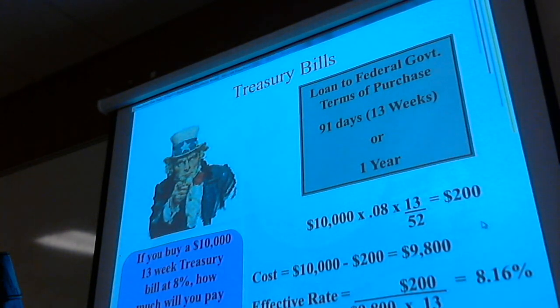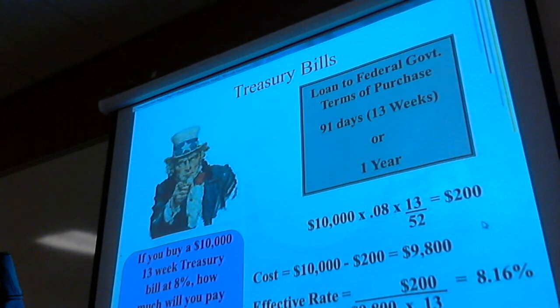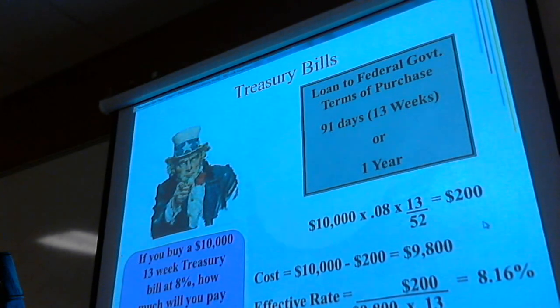So, do you see how to get effective rates? Do you see the steps? So remember, we're going to go over this again on the quiz review.